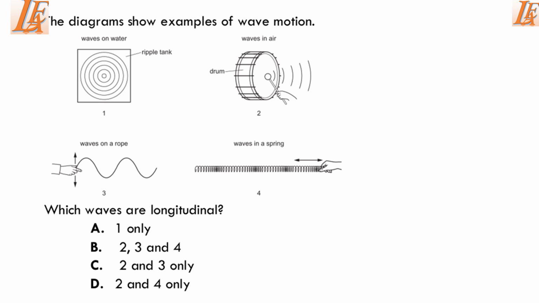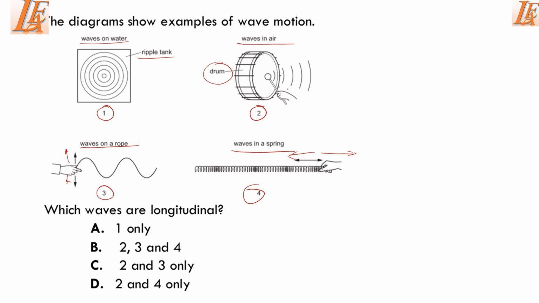Question 25, the diagram shows examples of wave motion. So in this case, we have the first one as a wave on water, where we have a ripple tank. Then 2, we have a wave in air, where we have a drum being beaten. And then we have 3, where we have waves on a rope being kicked up and down. Then we have 4, where we have waves in a spring, where the spring is being pushed to and fro. Now the question is, which waves are longitudinal waves?